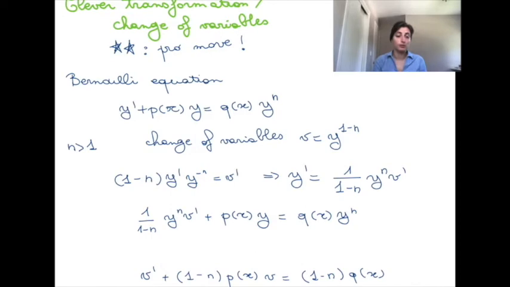So now we can solve our equation because we know how to solve this type of equations, and if we can find v, then we can find y. And we can solve the Bernoulli equation for any power of y strictly bigger than 1.